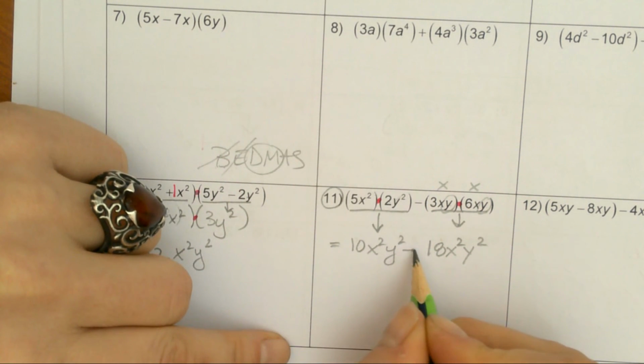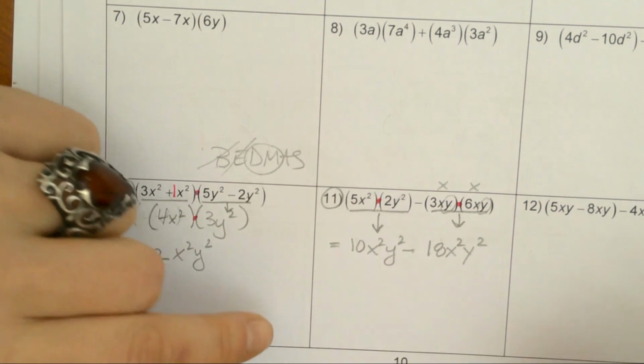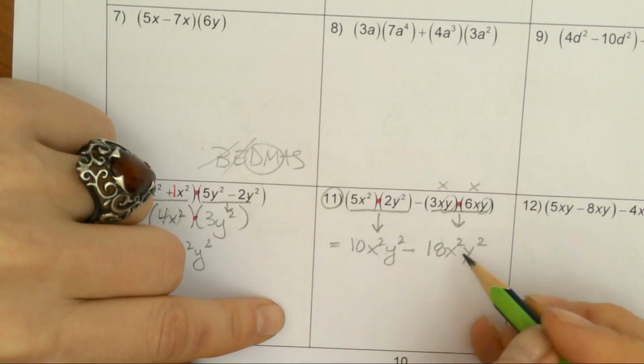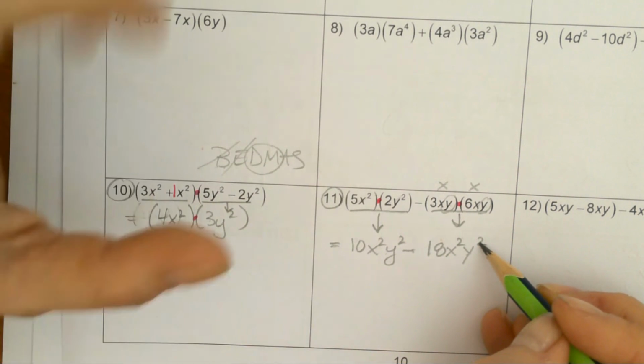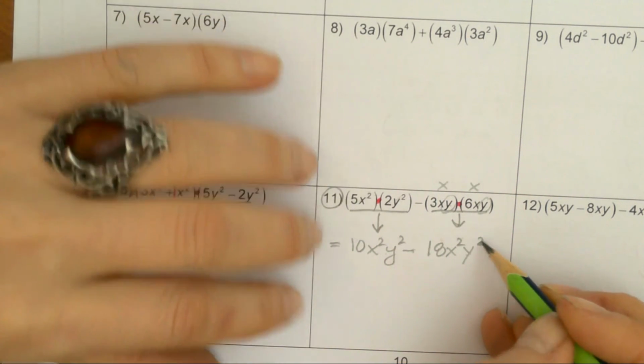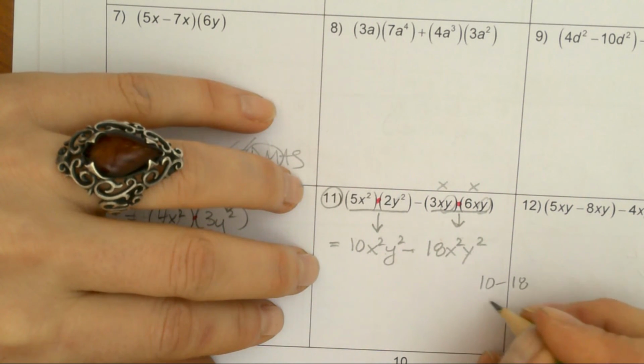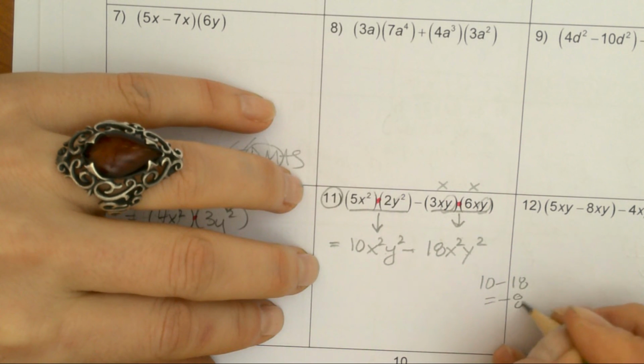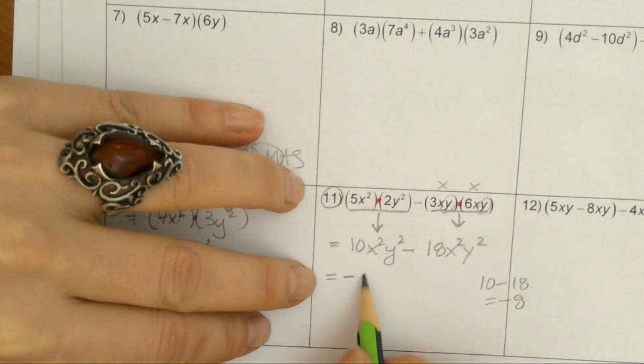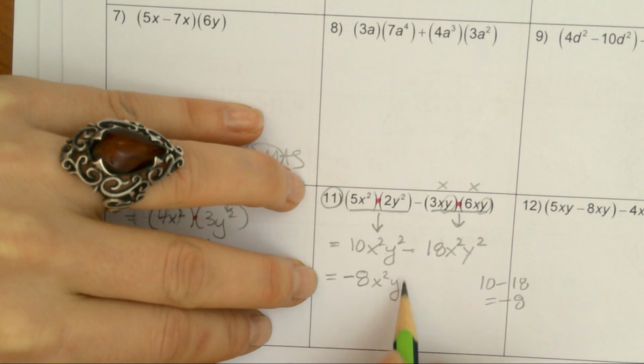Now I subtract them. Can I? x squared y squared, x squared y squared. Yes, they are like terms, so I can subtract them. I just go 10 subtract 18 in my calculator. Negative 8. Okay, so negative 8 x squared y squared. And that's it.